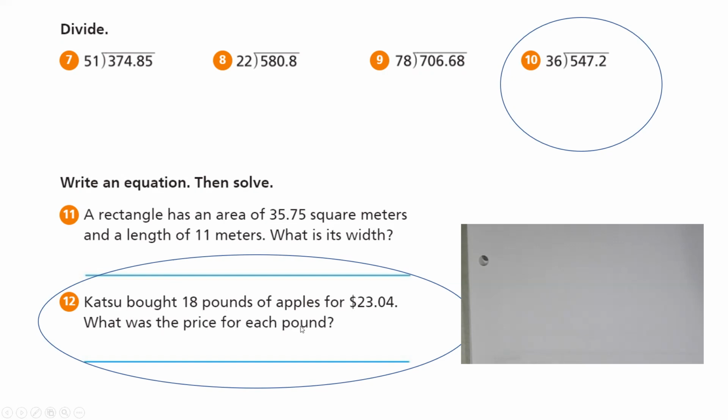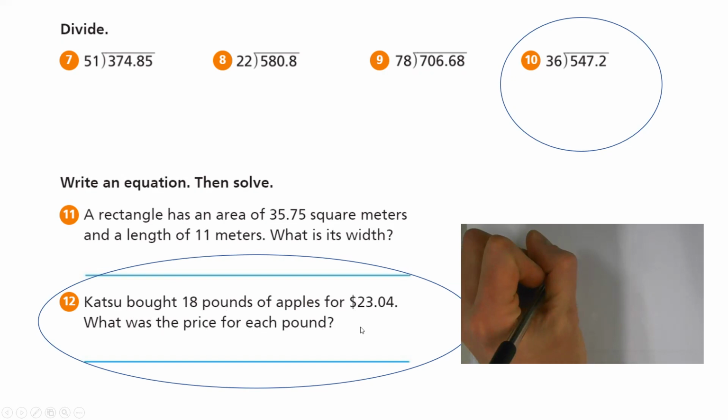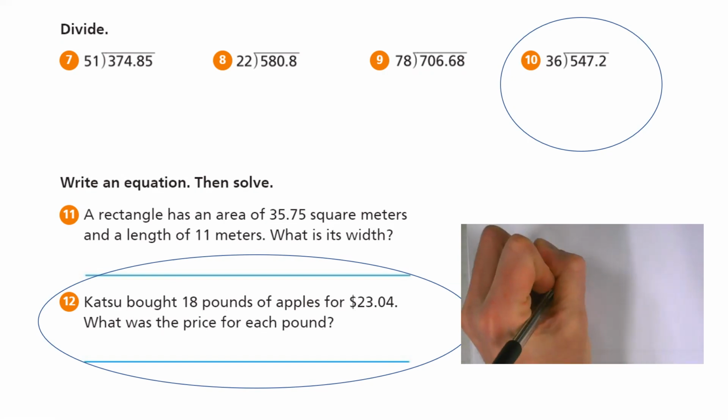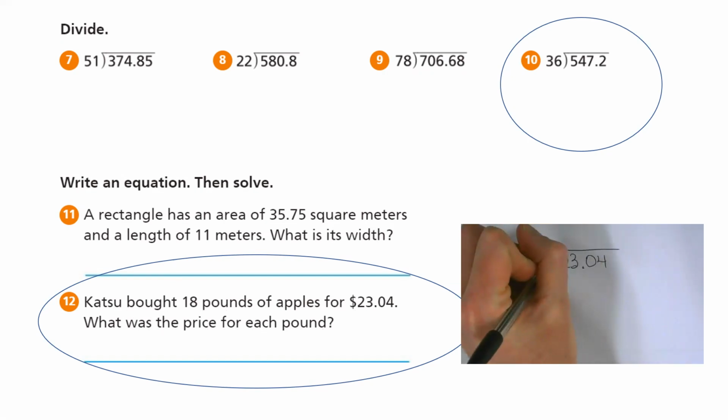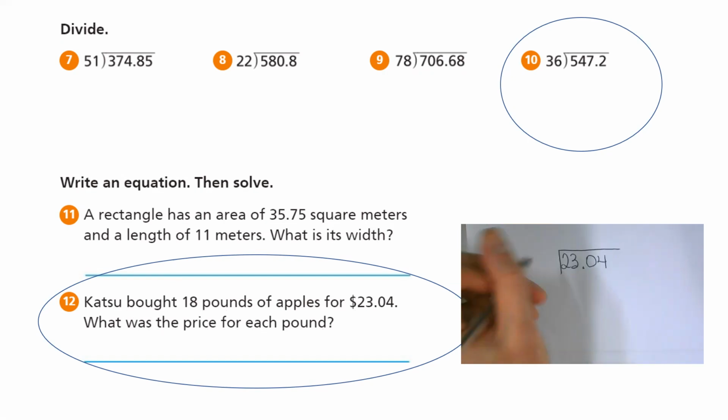All right. Katsu bought 18 pounds of apples for $23.04. What is the price per pound? So we have 2304 divided by 18.